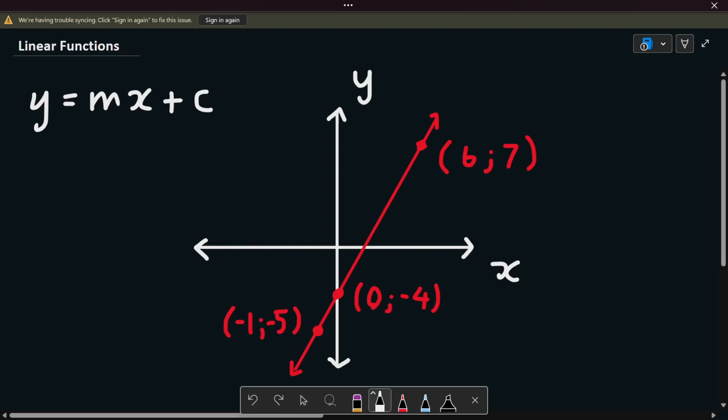Now, what do we do first, right? What do we see on the graph that we can actually just immediately input? The first thing that we can see in this case is going to be the y-intercept, right? Which is going to be -4.